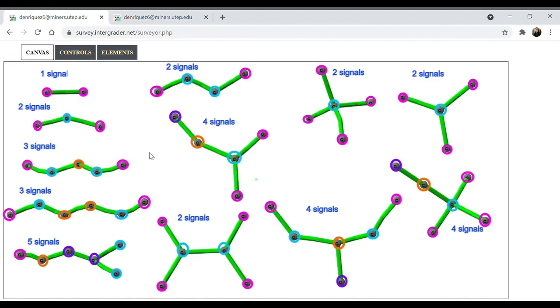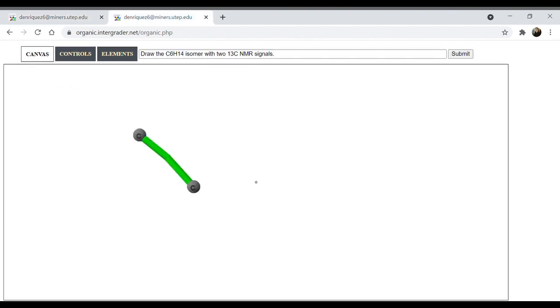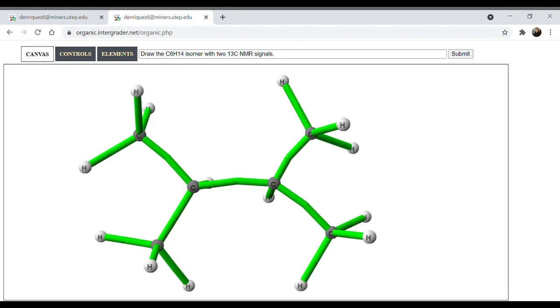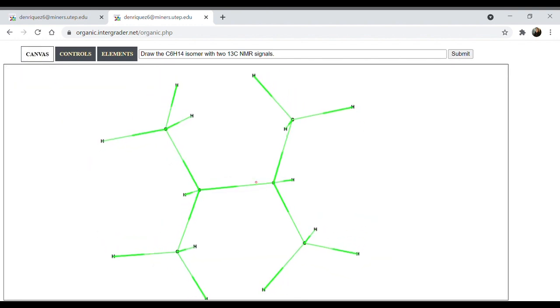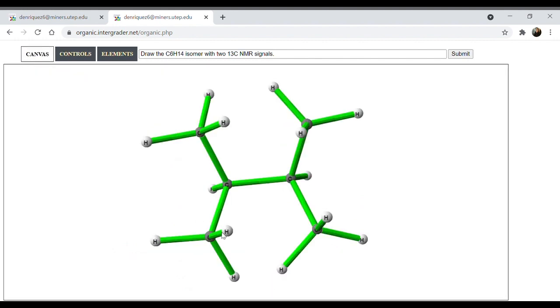Okay, 6 carbons with 2 signals, no DEPTs. So I'll go over here. 2 signals. Do I see anything over here? So this is my 6 carbons with 2 signals. 3, 4, 5, and 6. These 4 outside methyls are equivalent. These 2 inside carbons are equivalent. So that's why we only have 2 signals.